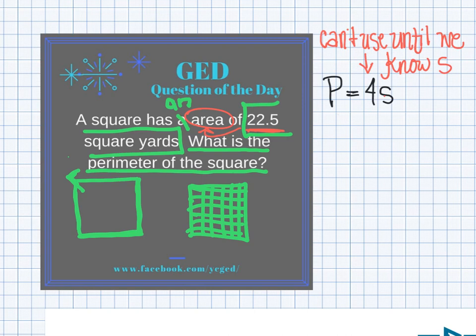So you're like, well, how are we going to figure out what S is? Well, notice what we do have. We do know the square's area. We do know the square's area. Let's go look at the area formula. I want to show you something cool here.